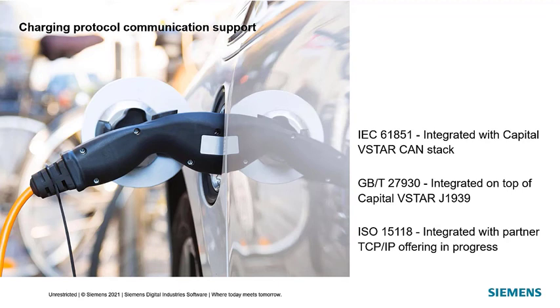GB/T 27930 is a Chinese standard for charging. It's based on J1939 and can be realized by integrating with Capital VStar J1939. ISO 15118, used in CCS for high-level communication during DC or fast charging. The current offering from Siemens is a TCP/IP stack from a partner, which is in progress.